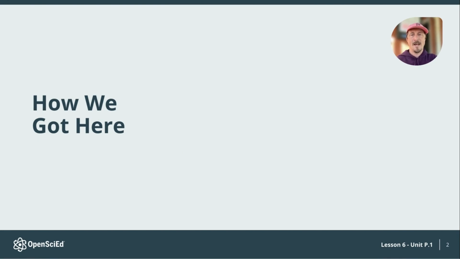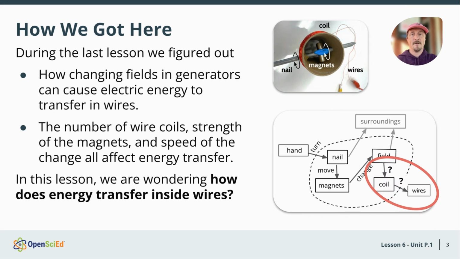First, some details about how we got here from lesson 5. During the last lesson, we figured out changing fields cause energy to transfer in generators, and our model of these generators shows us that we still have questions about what's happening inside the wires. So we turn our attention to those wires.